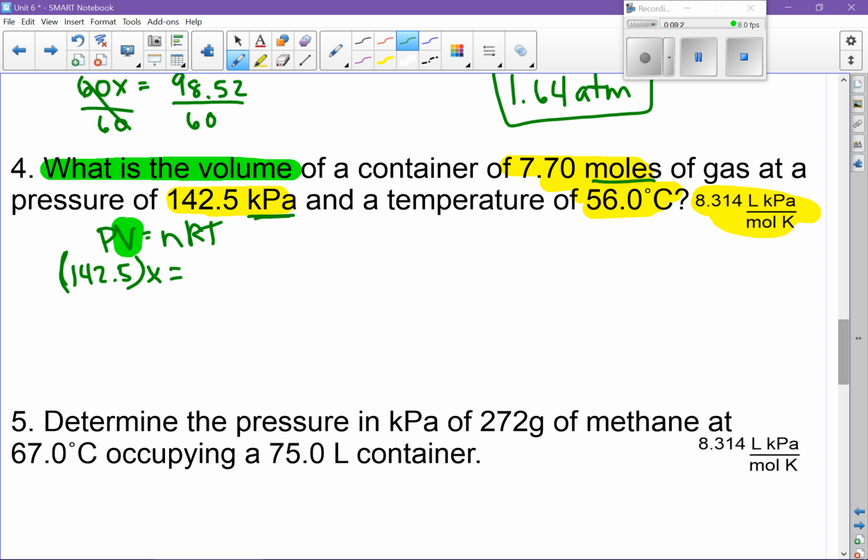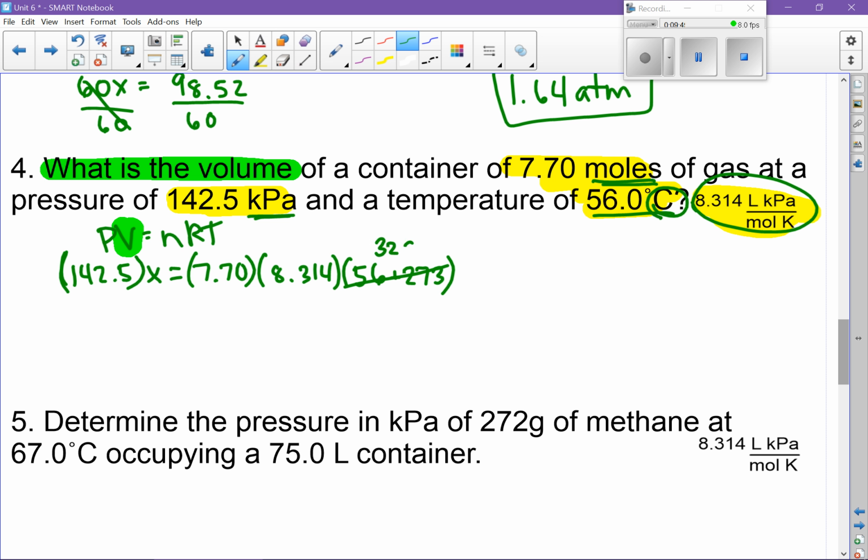N means I need moles, 7.70. R is the constant given to us. And lastly I need a temperature, which I see here is 56. But notice that it's in Celsius, so we need to add 273. Now we're all set to solve. When I do this addition, I get 329. And now we're going to start simplifying here.